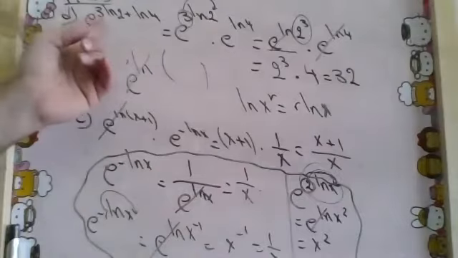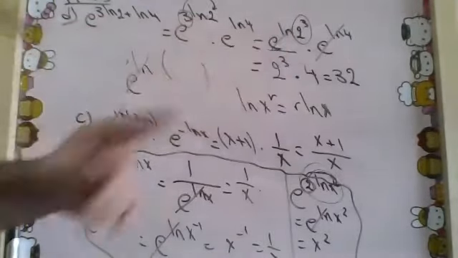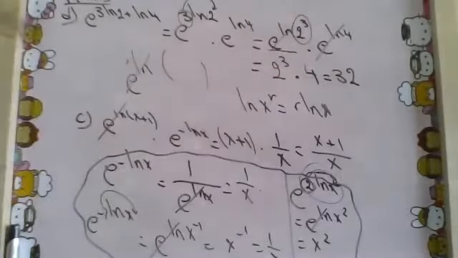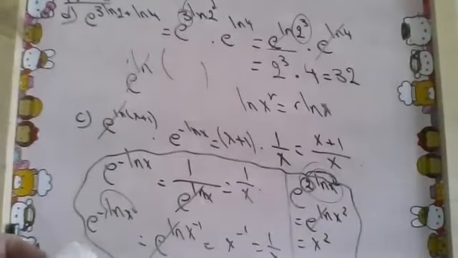I used the same idea here: 3 ln 2, so it is ln of 2 to the power 3. Now you simplify e with ln and finish it. Okay, clear? Yes. Good. Now part E.